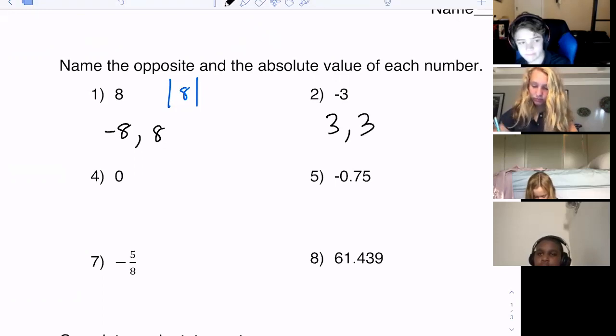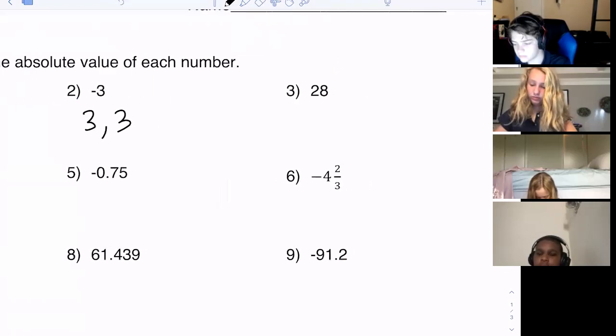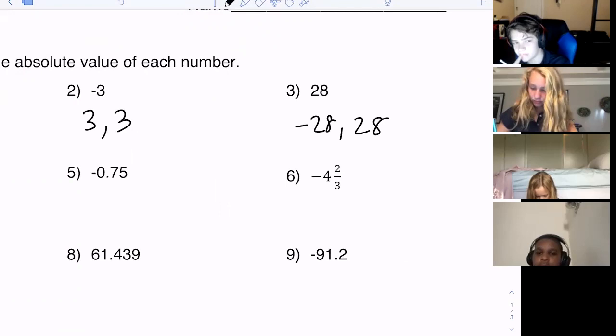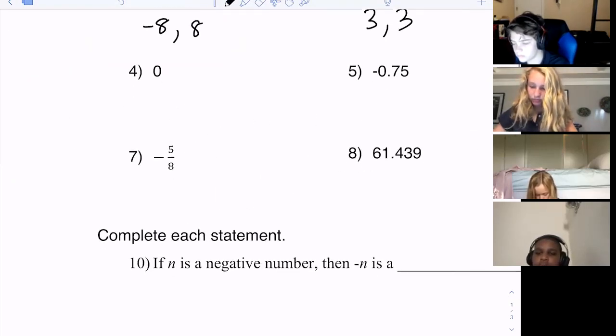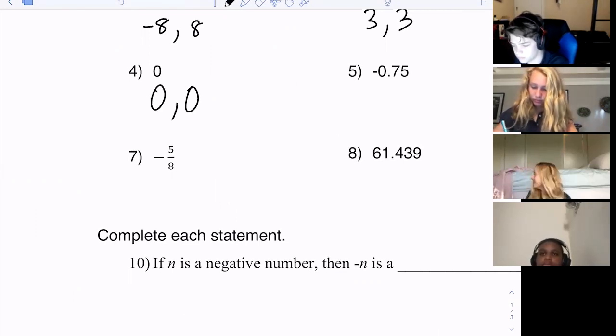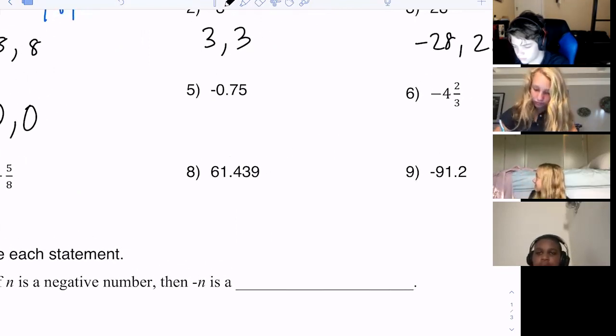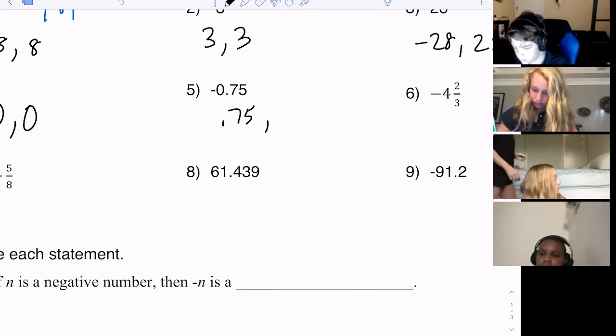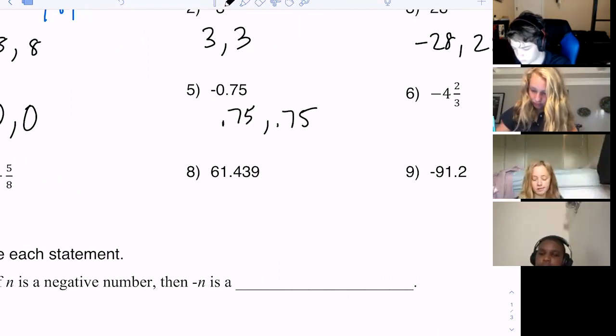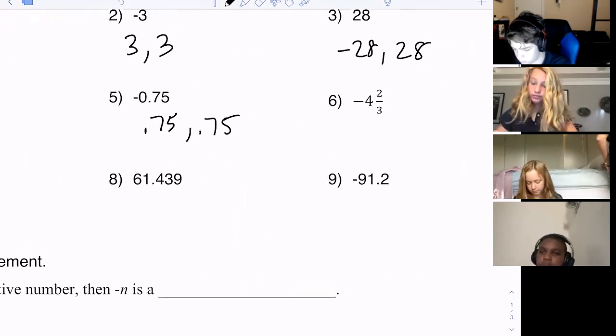Yeah, 3 and 3. The opposite of -3 is 3. The absolute value of -3 is 3. All right, number 3. -28. Yep, -28 and 28. I told you this is going to be easy. All right. Yeah, there is no opposite of 0, right? So we got 0 and 0. All right. Number 5. Will. 0.75 and 0.75. Yes. Told you. Easy, easy.